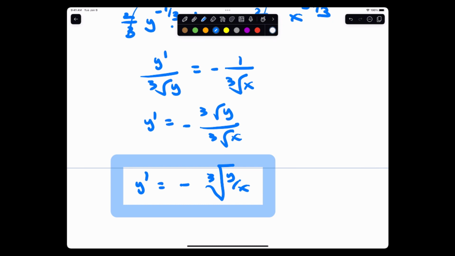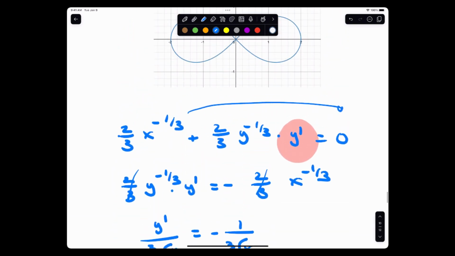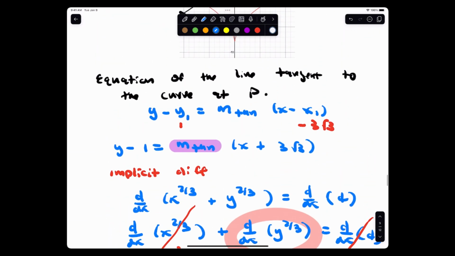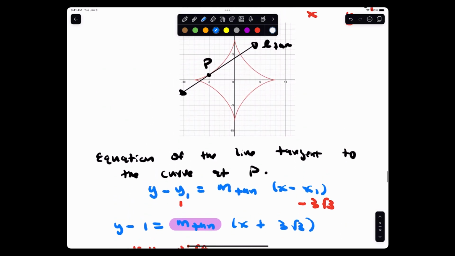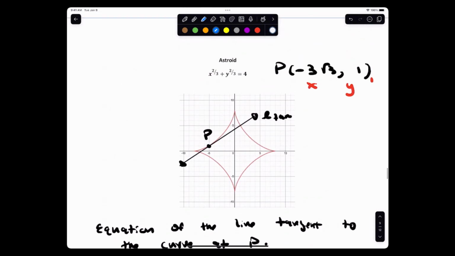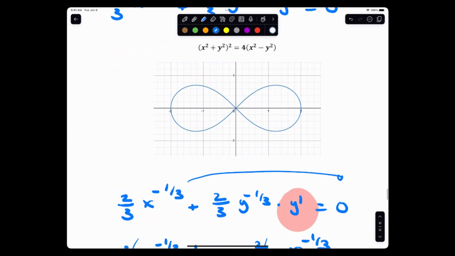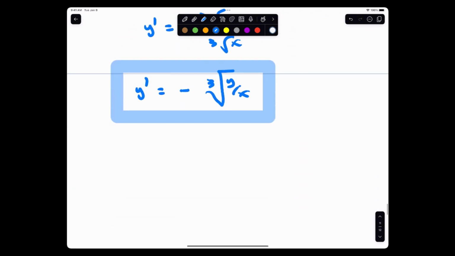We can do a lot of interesting things with this. But what do they want to know? It's at what point? We need m tangent, right? At what location? This is my x-coordinate, negative 3 cube root of 3, comma 1. So m tangent, evaluated at what? Negative 3 cube root of 3, comma 1.